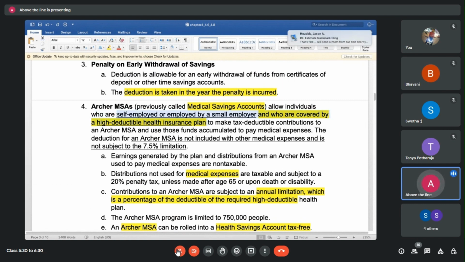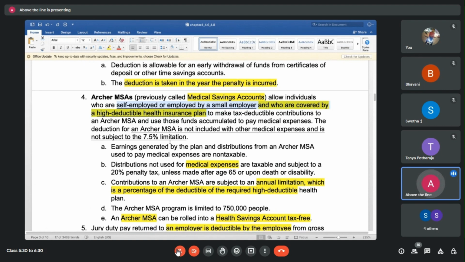Usually people who are self-employed or employed by a small employer don't get a lot of benefits, and they are not in a position to negotiate with insurance companies. So in order to make sure their premium is low, they will go for a high deductible plan, right? Otherwise, if they want to make sure their deductibles are low, they'll probably have to pay high premiums. Somewhere, the other way, it has to be balanced. So for them, the IRS is saying there's something called an MSA plan, and you can put in some amounts in there. They'll be tax deductible.